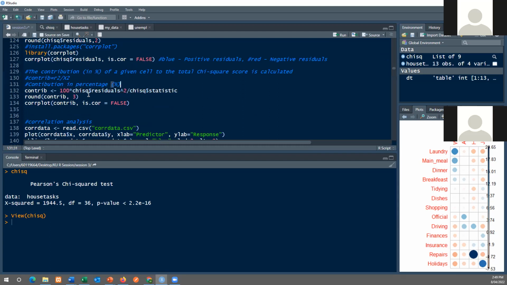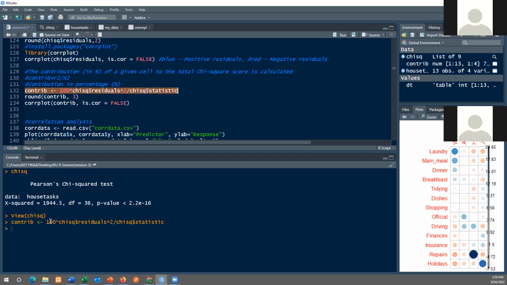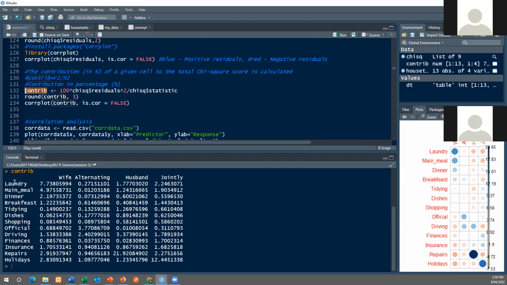The formula to identify the contribution, we take from the statistics. This is the extracted formula: 100 times the chi-square residuals squared, divided by the chi-square statistic. That will give us the contribution factor. If I print the contribution factor, it becomes like this. This is the contribution based on the values.